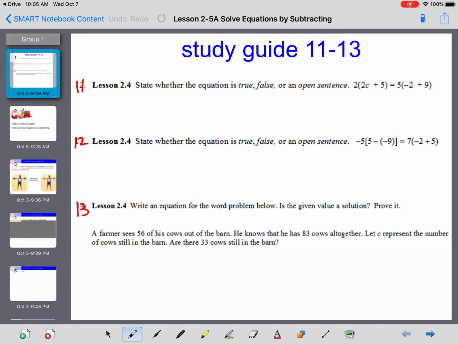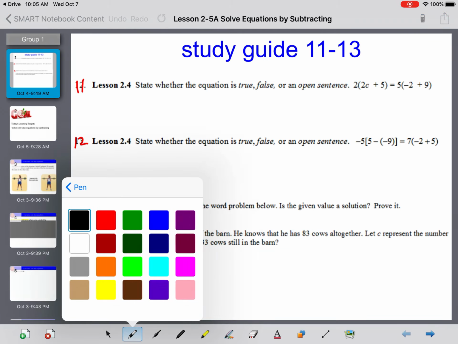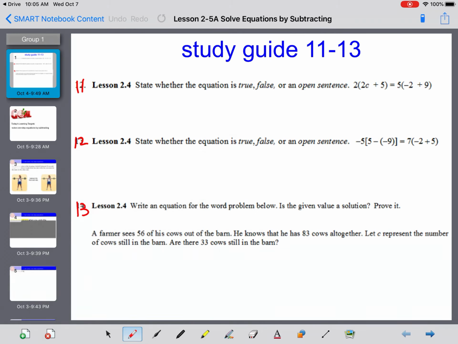So in this equation, 2 times 2c plus 5 equals 5 times negative 2 plus 9, I see that there is a variable. And because there is a variable, I know that this is an open sentence. And how do I know that? Because there is the variable c.